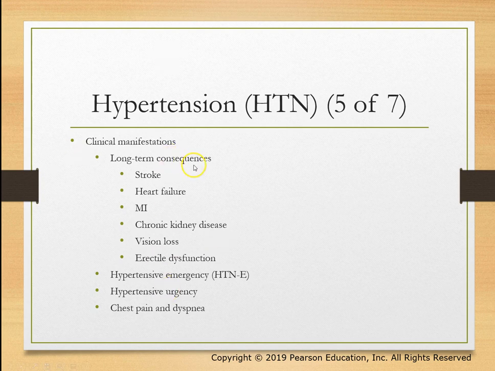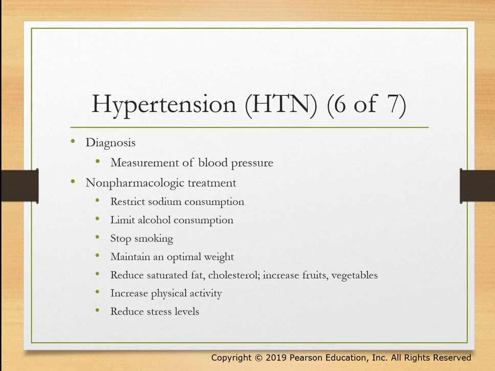Okay, in terms of clinical manifestations, right? So some long-term consequences: stroke, heart failure, heart attack, right? Chronic kidney disease, vision loss, erectile dysfunction. All of these are things that over time can happen, right? So again, if you have high blood pressure chronically over time, it's going to lead to damage. You can have a sort of acute hypertensive emergency, right? Where the blood pressure is so high that it's an emergency. Hypertensive urgency, and then also can lead to chest pain and dyspnea. Okay, obviously to diagnose it, you measure the blood pressure, right? Easy to measure.